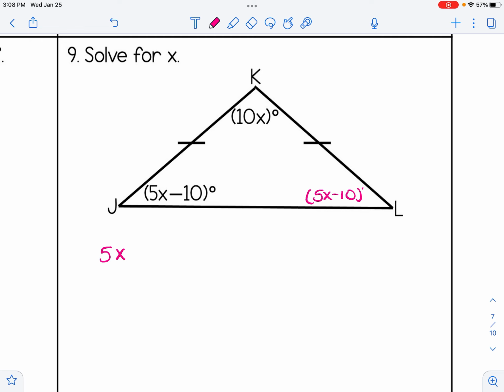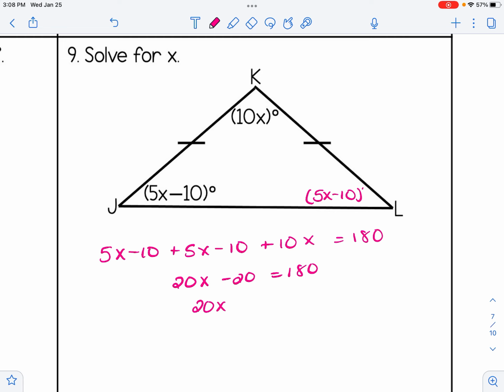Once again, I'm going to use the rule that the angles in a triangle add up to 180 degrees. And I'm going to take all 3 terms, write them up, add them up to 180. All right, let's combine like terms. 20x minus 20 equals 180, and then let's work to isolate the variable. So 20x is equal to 200, and we get that x is equal to 10.